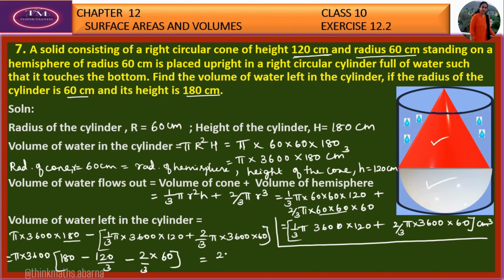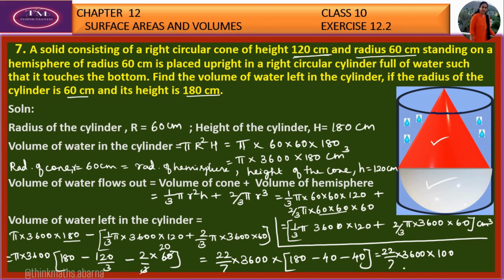So pi is 22 by 7 into 3600 into, here 180 minus 120 by 3 is 40 minus, here 1 3s are 3, 2 3s are 6, 0. So it is also 40. So we will get 22 by 7 into 3600 into 180 minus 40 is 140. 140 minus 40 is 100.